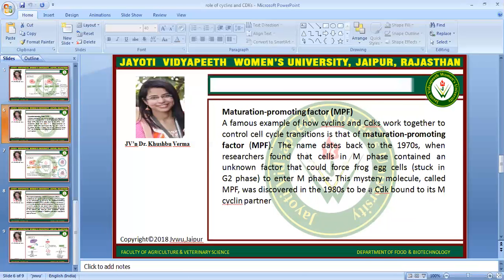Now, maturation promoting factor is a famous example of how cyclin and CDK work together to control cell cycle transitions. The name dates back to the 1970s, when researchers found that cells in M phase contained an unknown factor that could force a frog egg cell to enter M phase. This mystery molecule, called MPF, was discovered in 1980 to be a CDK bound to its M cyclin partner.